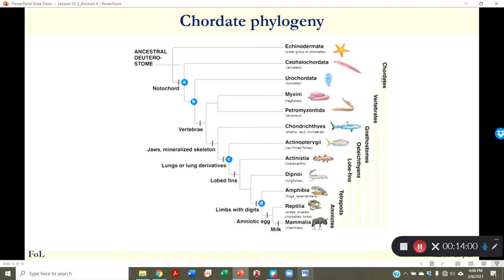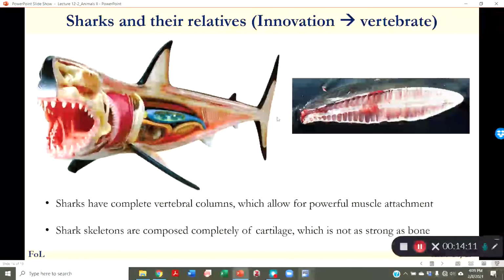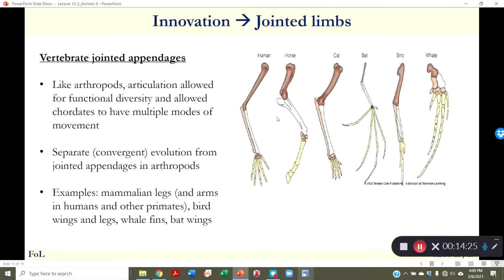This is a chordate phylogeny. So similar to arthropods, there's a lot of really important innovations that we're going to talk some more about. Sharks and their relatives have a vertebrae now, but it's completely composed of cartilage, so it's not as strong as bone, even though they have pretty powerful muscle attachments.